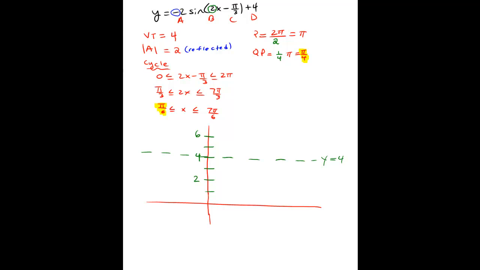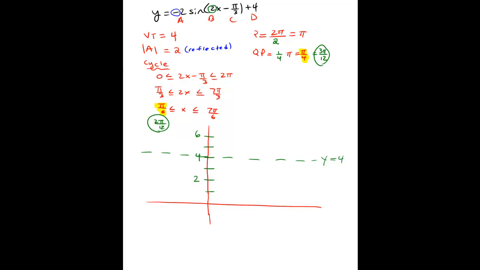In this case, the LCD of 4 and 6, or pi over 6 and pi over 4, is going to be 12. So I'm going to rewrite pi over 6 as 2 pi over 12. Okay, so I'm going to use that number. And I'm going to rewrite pi over 4 as 3 pi over 12. Okay. Now, this should make graphing a little bit easier.